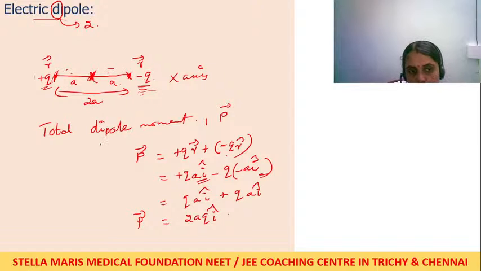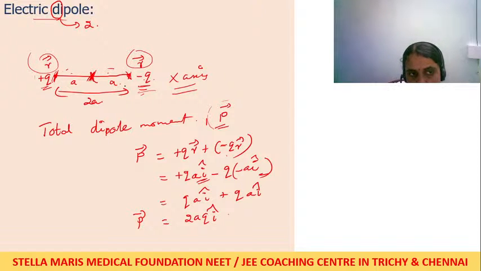Here we are going to find the total dipole moment. We will represent the dipole moment as the p vector. We are going to consider the r vectors, which are the position vectors. Here we have taken the x-axis alone, correct? So here is the r vector and here is also the r vector.